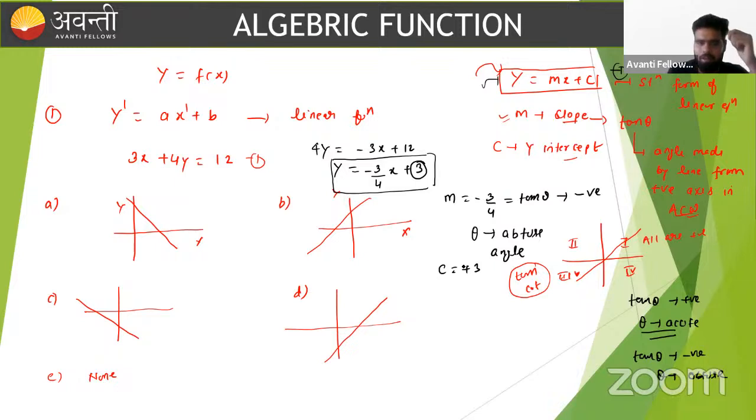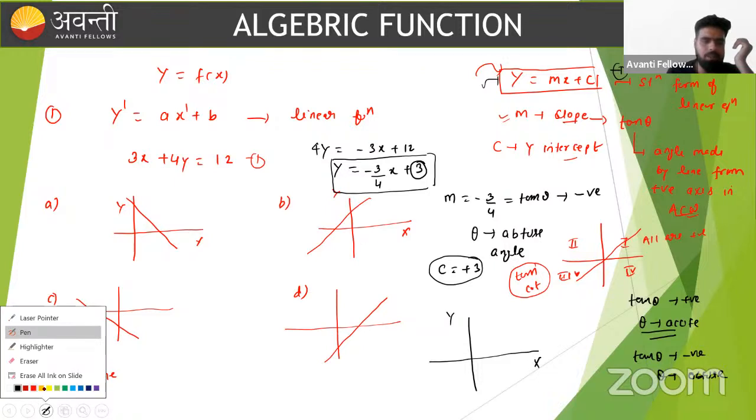It means the line cuts the y-axis 3 steps above the origin. So how can we choose the correct answer, beta? We can say that our line has a negative slope. It means it makes an obtuse angle with the x-axis and cuts off a positive intercept. So where can we show the positive intercept, beta?